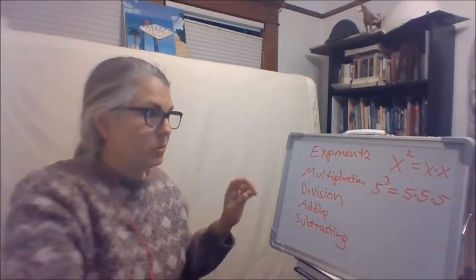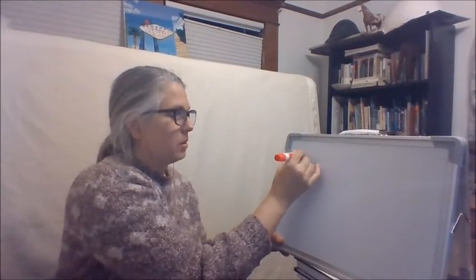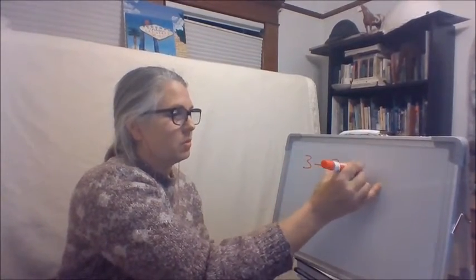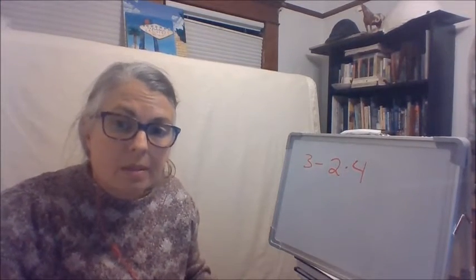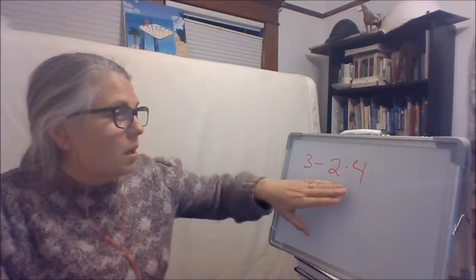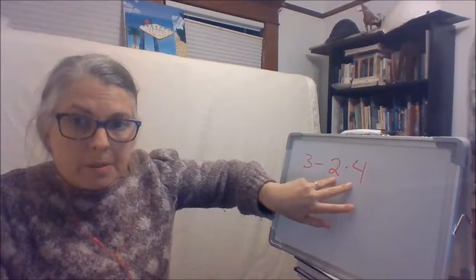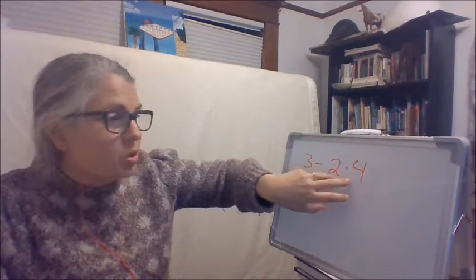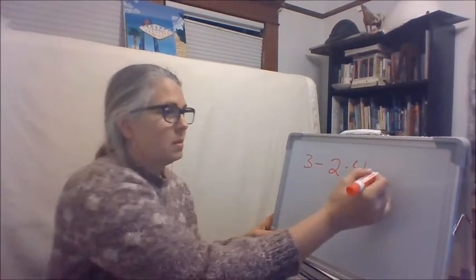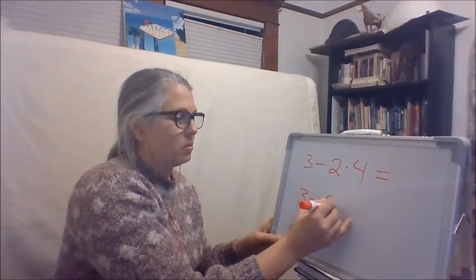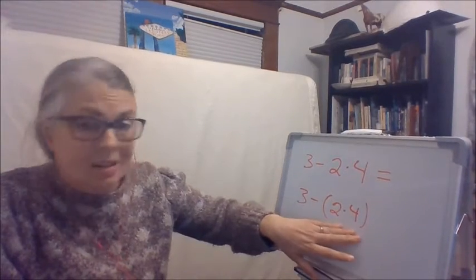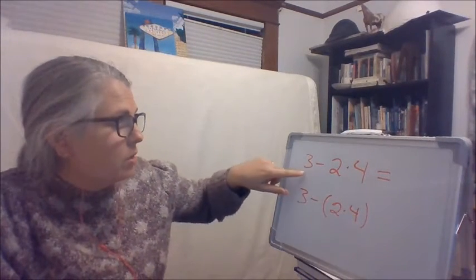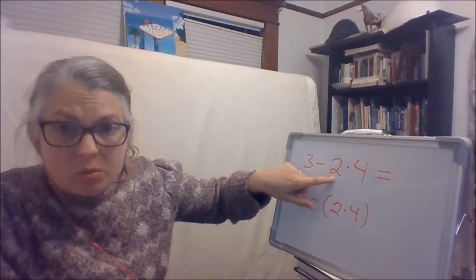If I have an expression that has no parentheses, like 3 minus 2 times 4, there's nothing telling you what's grouped together. However, there is something grouped together because this multiplication groups the 2 and the 4 together. So this is the same exact thing as 3 minus (2 times 4) with the 2 and the 4 in parentheses. I like writing it like this all the time, so I never get confused by thinking this is 3 minus 2, which would be 1, times 4, which would be 4.